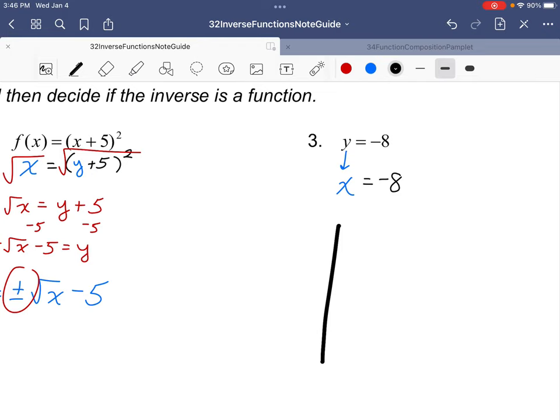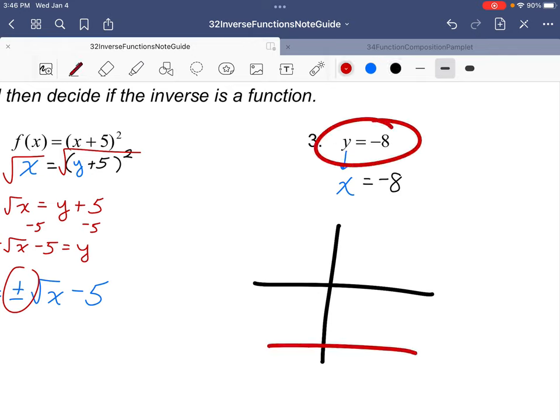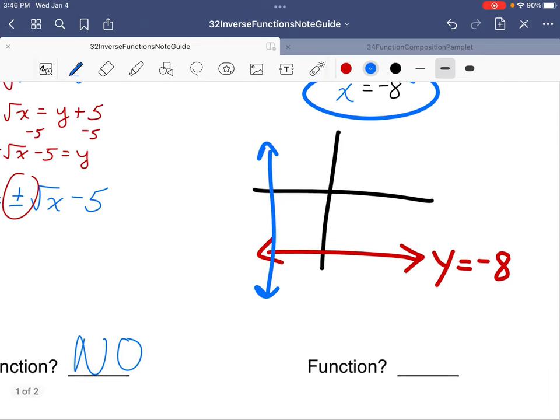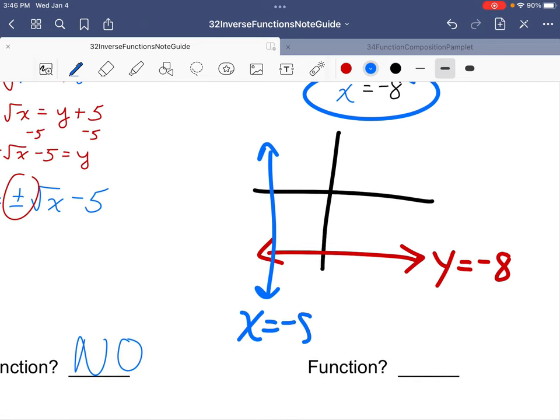For this one, let's think about the graph just manually. So how do you graph y equals negative 8? Well, remember, that's just going to be a horizontal line down here at negative 8. How do you graph x equals negative 8? Well, remember, that's just going to be a vertical line over at negative 8.